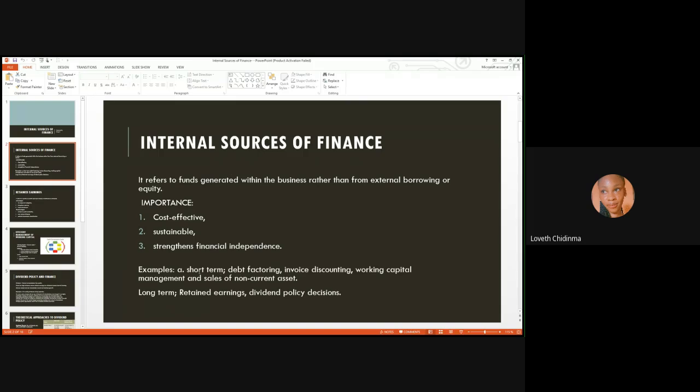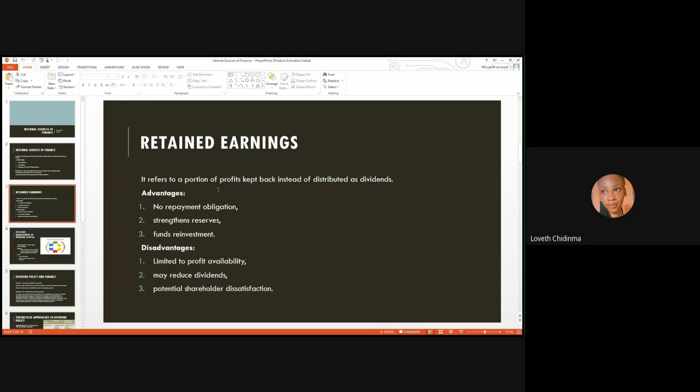I will not bother more on this because the first group has discussed debt factoring, invoice discounting, and working capital. So I'll go to the next slide. Retained earnings refers to a portion of profits kept back instead of distributed as dividends. The advantage is no repayment obligation, it strengthens reserves and funds reinvestment. The disadvantage is that it is limited to profit availability, and may reduce dividends and potential shareholders' satisfaction.